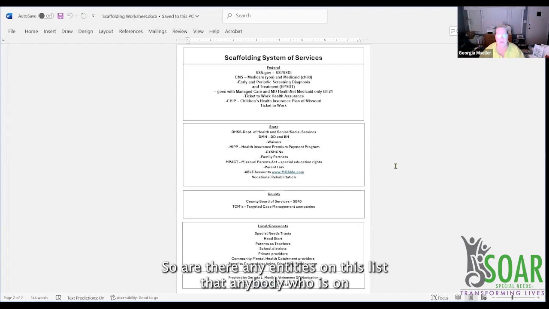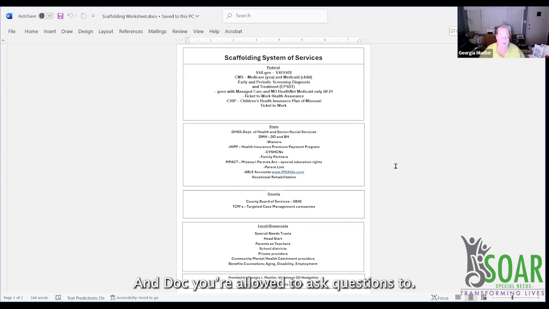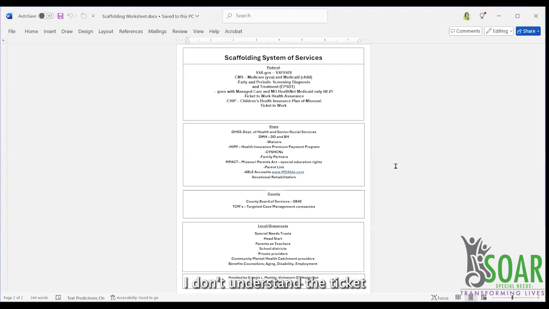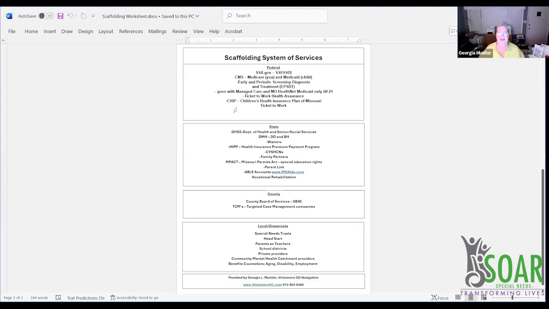So are there any entities on this list that anybody who is on today is not familiar with and would like a little bit of an explanation about? And Doc, you're allowed to ask questions too. I don't understand the Ticket to Work health assurance. Yes. Ticket to Work health assurance is phenomenal.